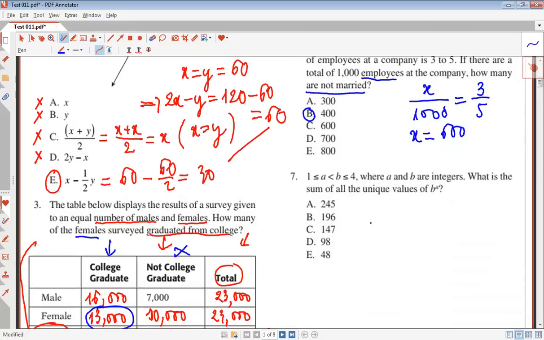Question number 7. Oh, this is an inequality where a and b are integers. What is the sum of all the unique values of b raised to the power of a?